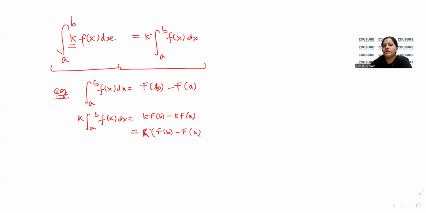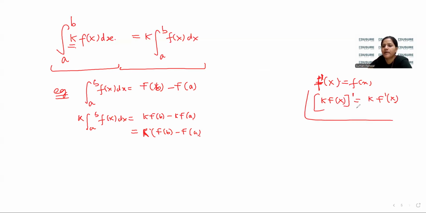So if you have capital F dash x to be f of x, then if you take the derivative of this thing, this is nothing but k times this, by the property of differentiation. And therefore, by using this rule, this is equal to this. So hence this property holds.